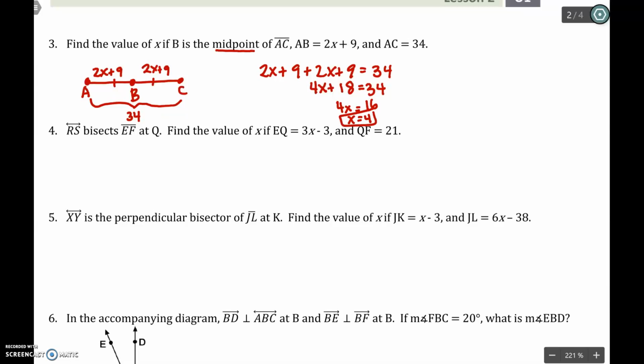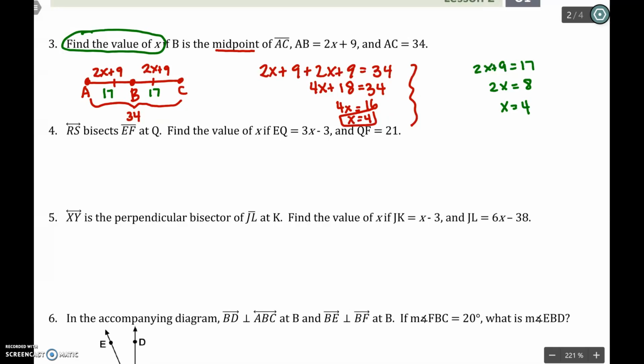Notice I did not show the extra little steps in here. That's good to do. You don't need to show them all if you don't need to, but if you do, please show them. Another way to do this would have been to realize that if the whole thing's 34, each piece here would have been 17. And so the 2x plus 9 could be set equal to the 17, and you could solve it that way as well. So you would get the same answer either way. Also notice, what are you trying to find? Because you want to make sure you don't need to substitute back in.